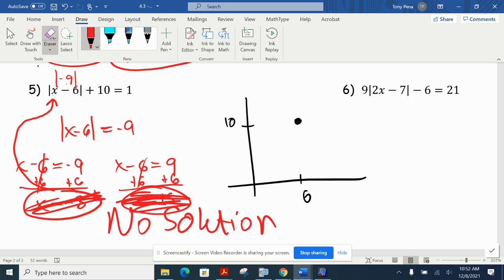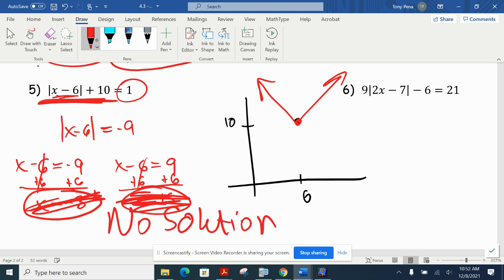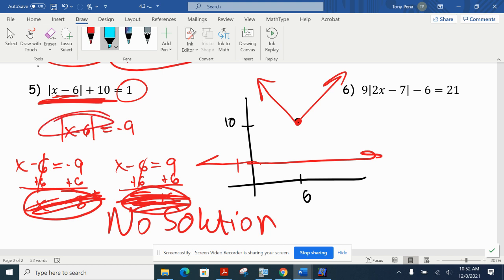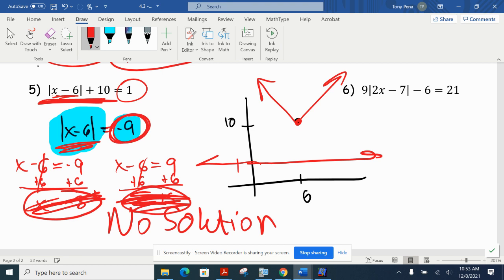Think about this graph real quick so you can see what we did on the front page. If I had you graph this, isn't the vertex 6, 10? So I have that right here. And isn't it a V that opens upwards? Isn't this a horizontal line through 1? Would those ever hit each other? No. Now, how do we know that moving forward? This is important right here. So real quick, when I take the absolute value of a number, an absolute value is always going to be what kind of a number? Positive. So could this ever equal a negative 9? No. So if you ever get your absolute value bars isolated, set equal to a negative number, that's how you're going to know that you get a no solution. Okay?